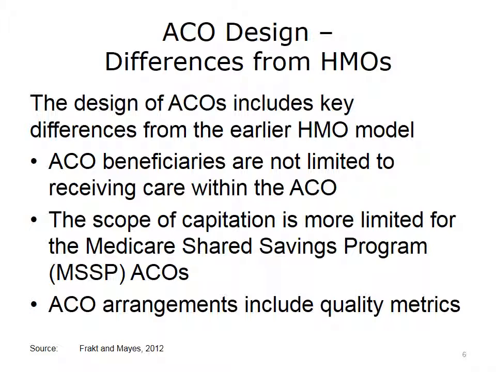Instead of full capitation, the Medicare Shared Savings Program ACO models used shared risk. Because providers are at risk for only a portion of the total cost of care, they do not face the same level of potential loss as with the HMO model. In addition, ACOs have to meet quality measures. These quality measures are intended to reward an ACO if it provides good care and penalize an ACO if it fails to provide the right care. Quality measures were not part of the HMO model.